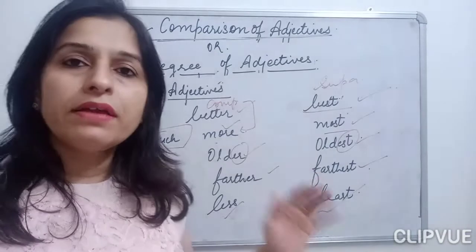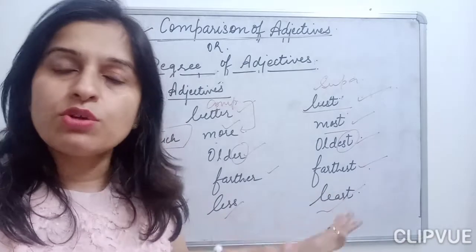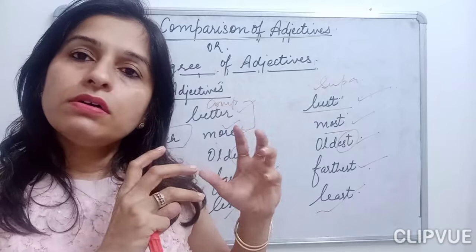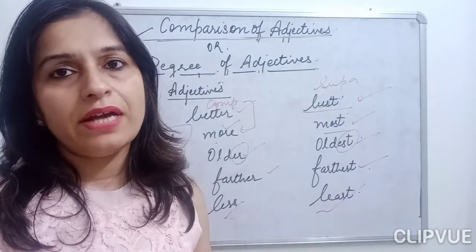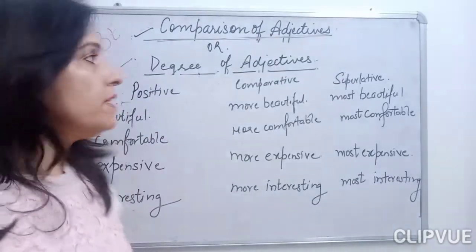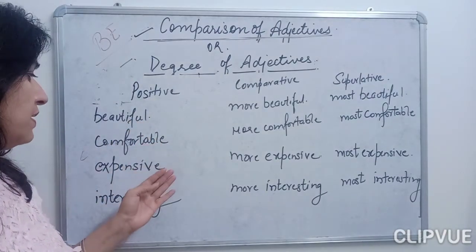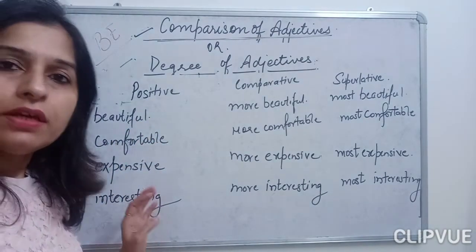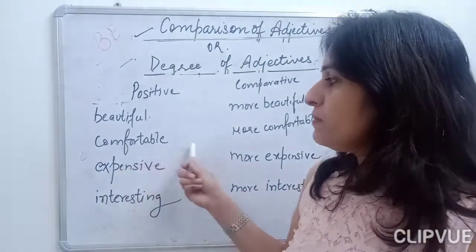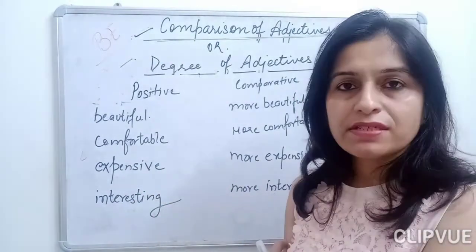Now there are some other adjectives, children, which do not follow these rules at all. Neither are they irregular adjectives nor do they follow the general rule of comparison of adjectives. Fine, let's see what those adjectives are. Now, see these adjectives, children. Beautiful, comfortable, expensive, interesting. They all are adjectives. Like beautiful girl, comfortable sofa, expensive dress, interesting book. They all are adjectives, children.